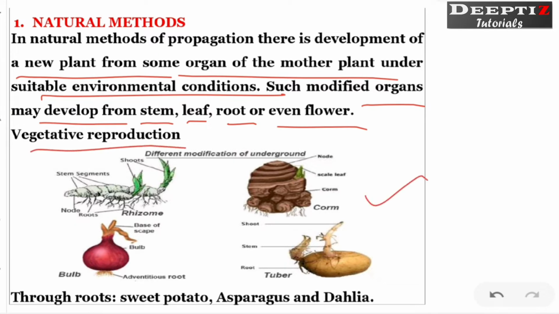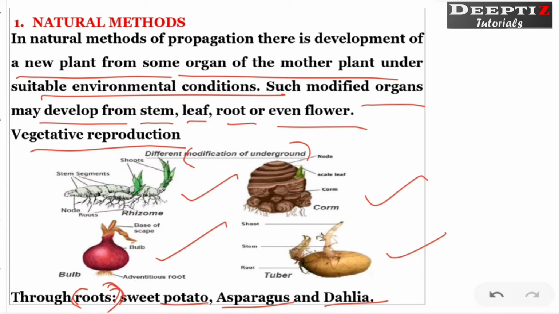Hope you have studied all these, even in junior classes, like underground stem modification. See, the underground stem is modified to form a new plant. Later if you plant it, it will grow as a new plant. Vegetative propagation by roots: sweet potato and asparagus or even dahlia. Normally when you want to plant a new one, we use its root. The root will be planted to get the new plantlets or the new plant.